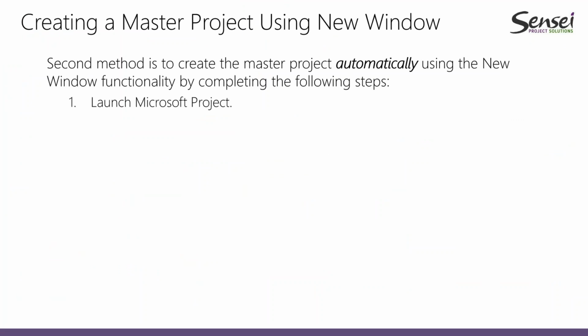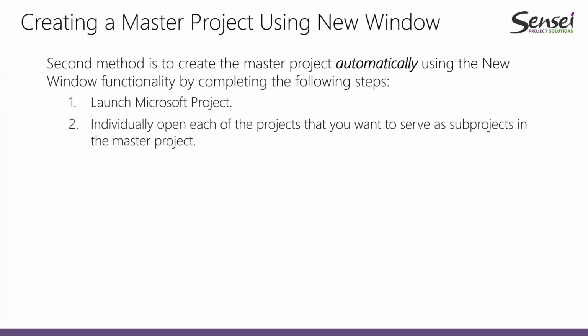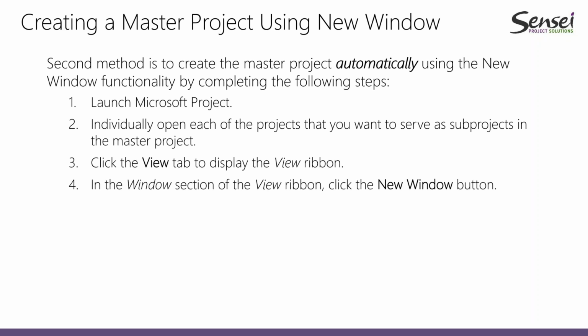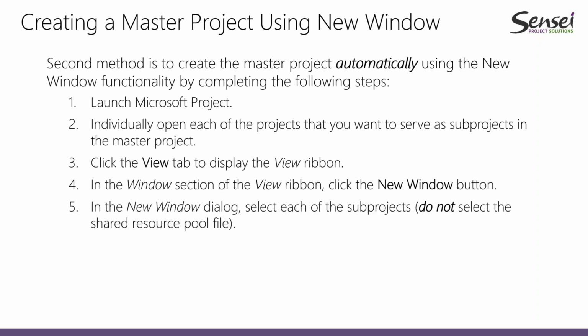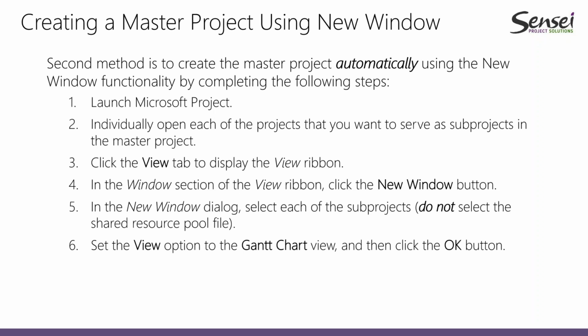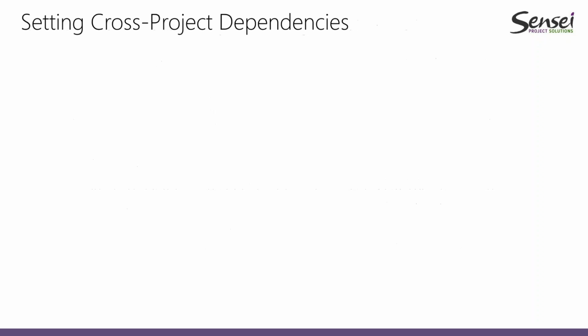Let's just review the steps I did. Launch Microsoft Project. Individually open each project you want to be a sub-project. Go to the View ribbon. In the Window section, click New Window. In the dialog, select each sub-project. You do not select the shared resource pool file. Then the View option, I recommend setting that to Gantt chart.